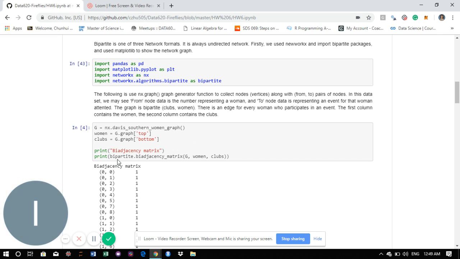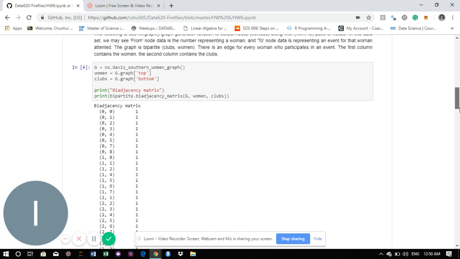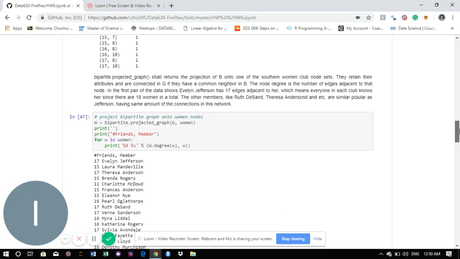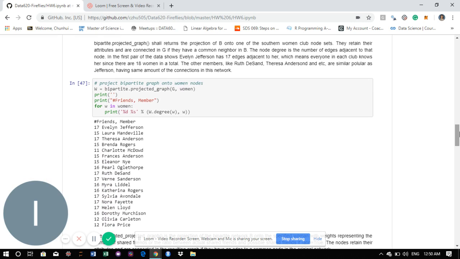When we print out the bipartite by JSON matrix, it gives us the first column, which represents a specific woman, and the second column represents a specific event, and a matrix 1 means they have a connection. We're also using the bipartite projected graph to analyze this network.